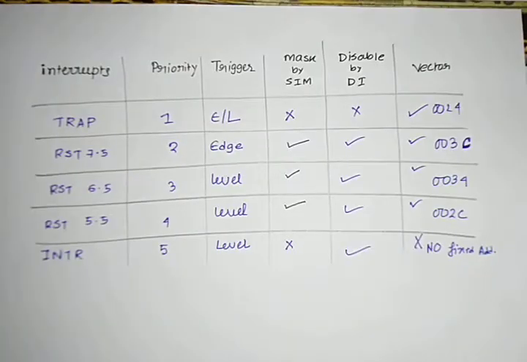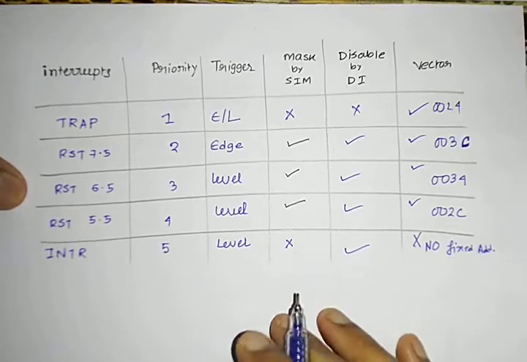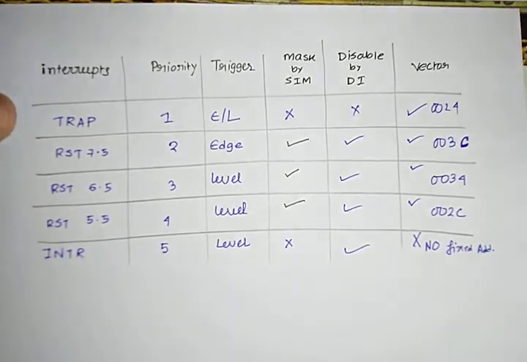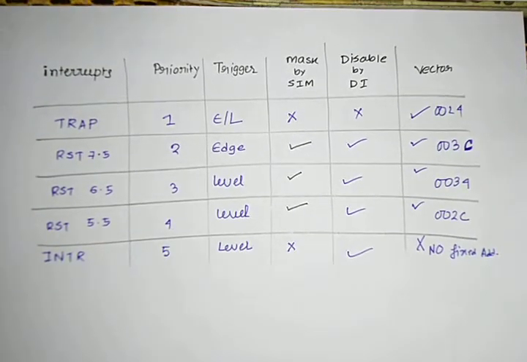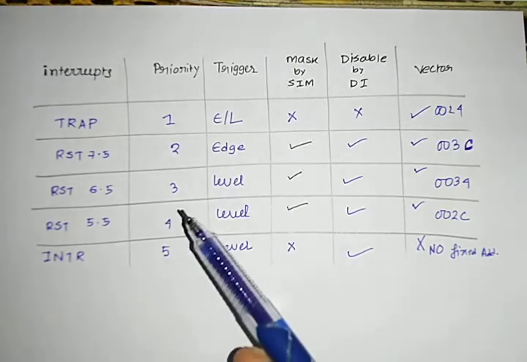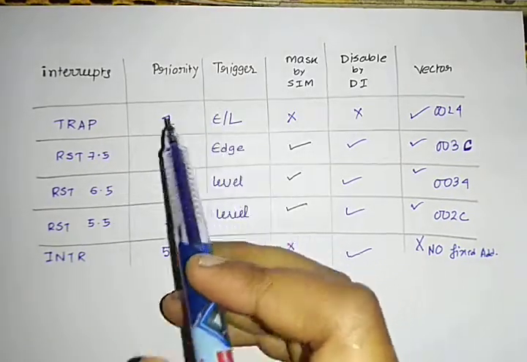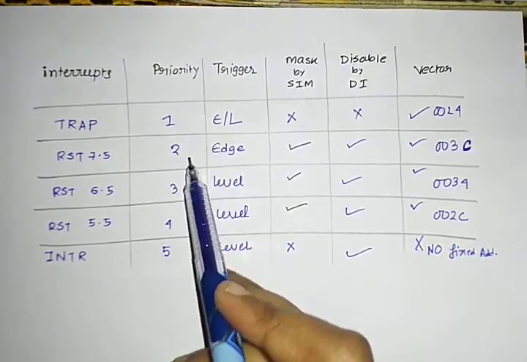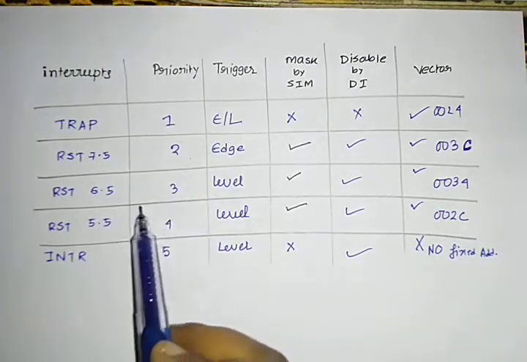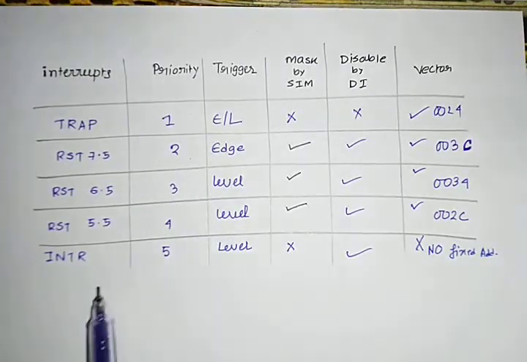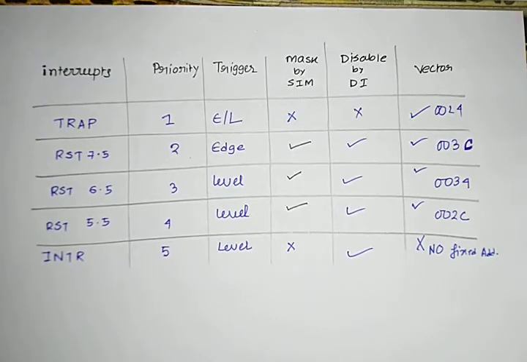Okay, from now we will deal with only hardware interrupts. So there are 5 types of interrupts. These are the properties of the interrupts. Just listen to these properties carefully, only then we can understand the diagram later in this video. I've already told you that trap is the interrupt that has the highest priority. So trap is 1, RST 7.5 is 2, 6.5 is 3, 5.5 is 4 and INTR is the last one.